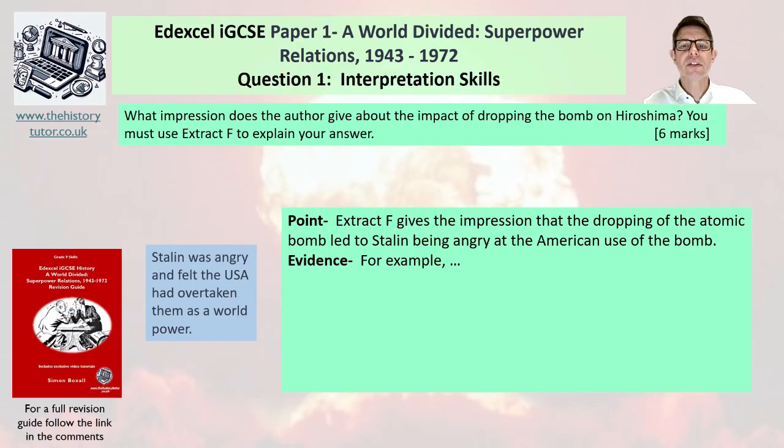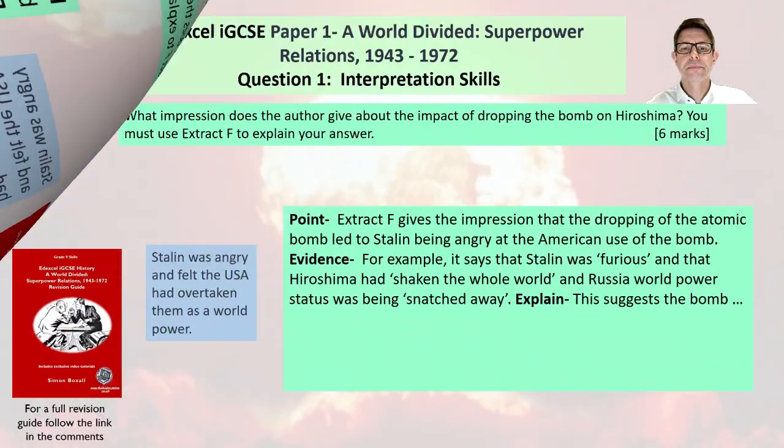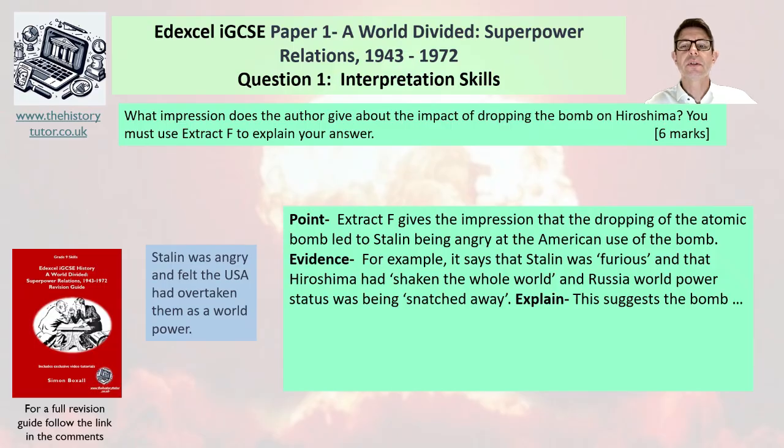So now we need to give some evidence. For example, it says, right, can you give a little summary in your own words or summary with a few sort of snippets of quotes? So pause me now and see if you can do that. Well, here you go. So I've said, for example, it says that Stalin was furious and that Hiroshima had shaken the whole world and Russia's world power status was being snatched away. So we've got a little summary of quite a lot of the content there with some simple little quotes.